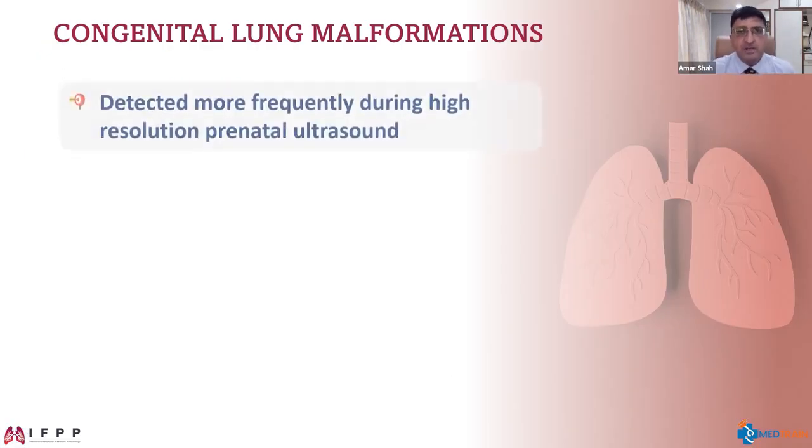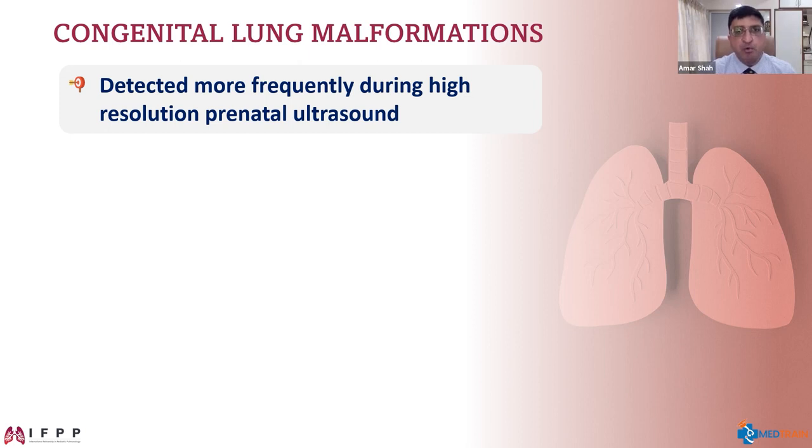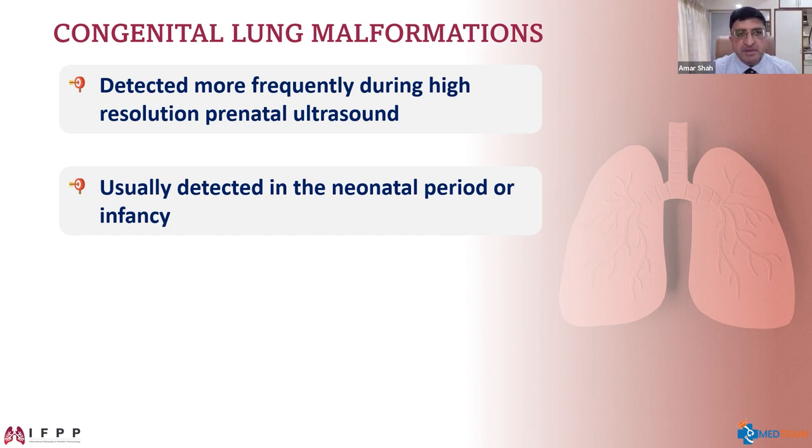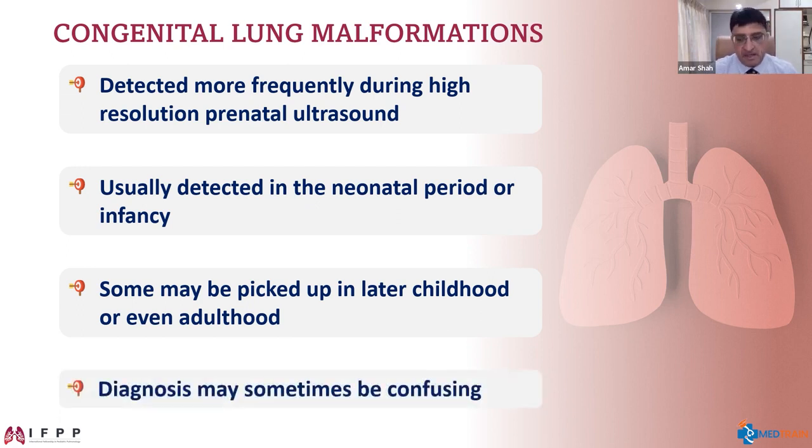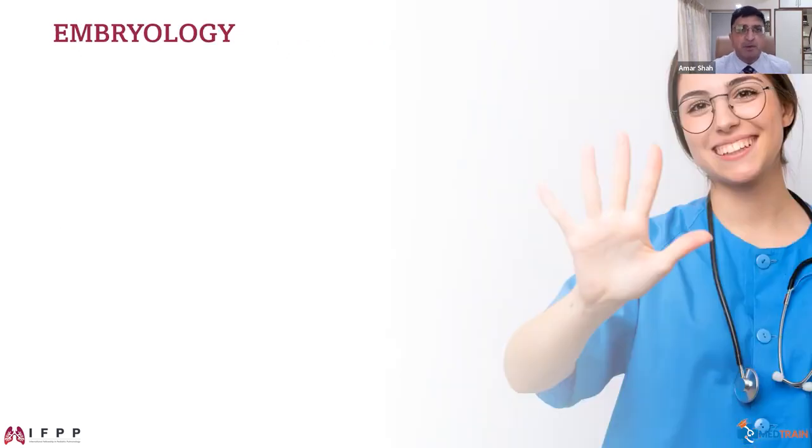Congenital malformations in the lung are detected more frequently during high-resolution prenatal ultrasounds. Nowadays, we get lots of parents who come with antenatally detected problems in their child's lungs. When this is missed, they usually get detected in the neonatal period or in infancy. However, some lung malformations may also be picked up in later childhood or even in adulthood, and the diagnosis may sometimes be confusing.